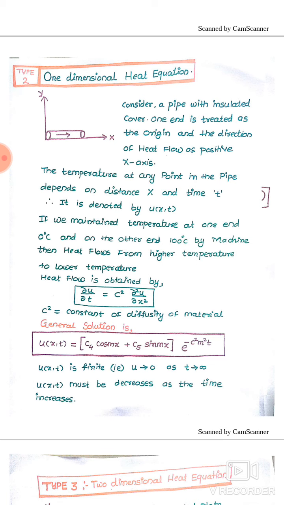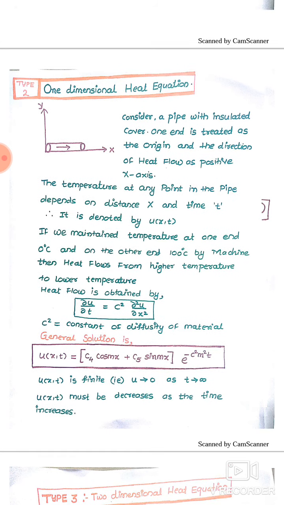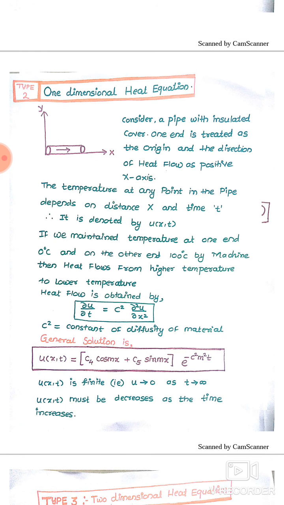So the general solution of this one-dimensional heat equation is u(x,t) = (c4 cos mx + c5 sin mx) e^(−c²m²t). So this is the general solution for the one-dimensional heat equation, and this heat flow is always finite.